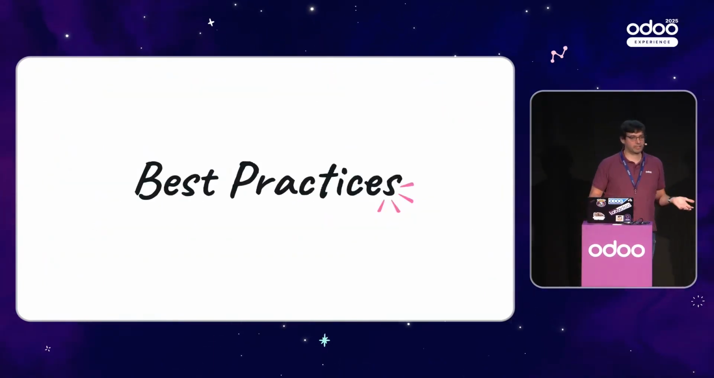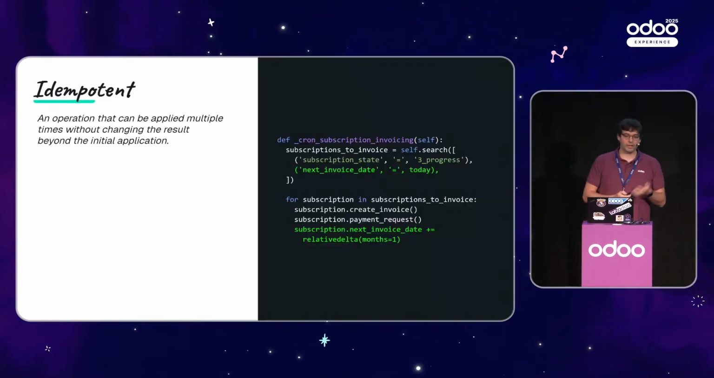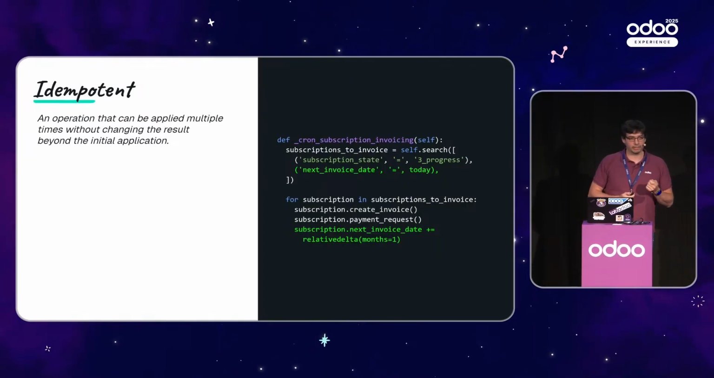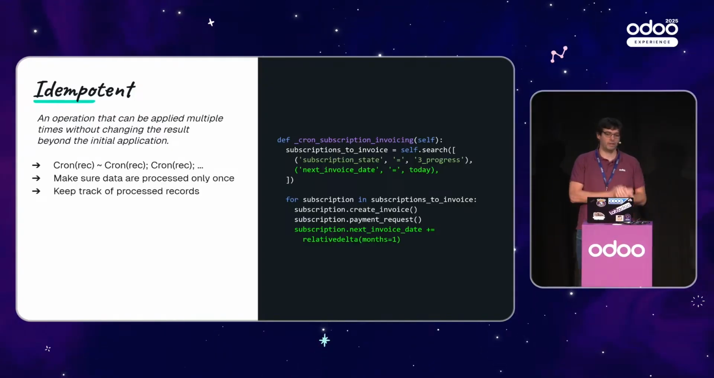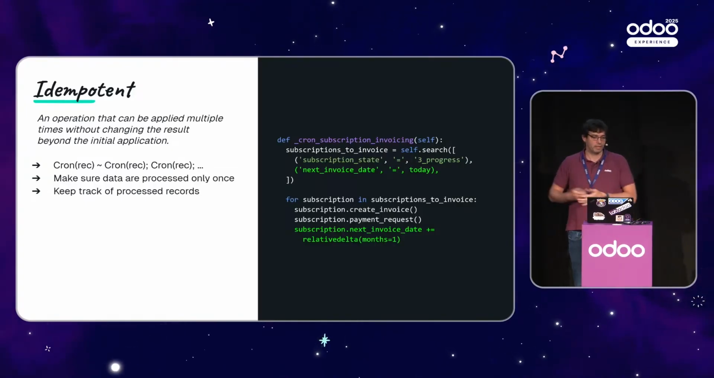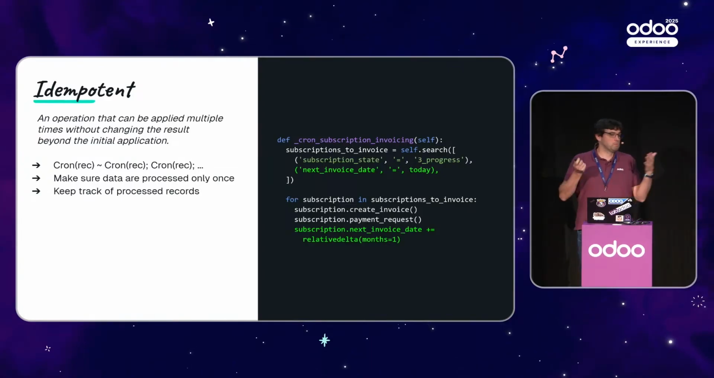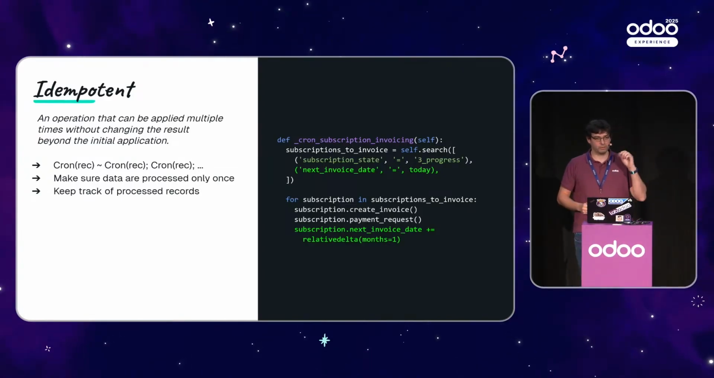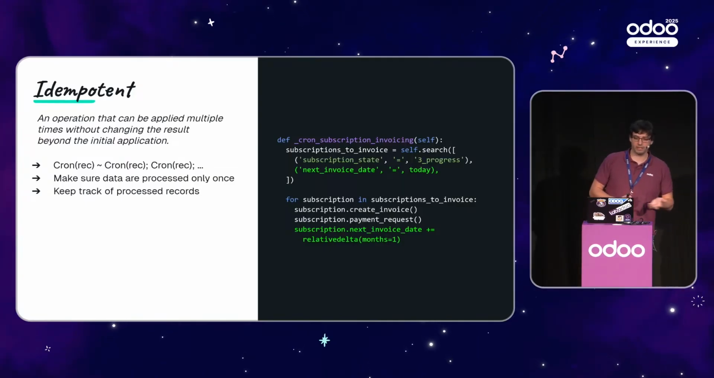So let's see the best practice to use this new API. First, your cron needs to be idempotent. What does it mean? It means that if you run your cron twice on a record, it should give the same result as if you run it once. So basically here, for the subscription invoicing, if you run it twice the same month, you want to end up with only one invoice. How to achieve that?